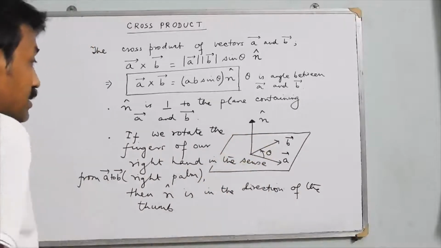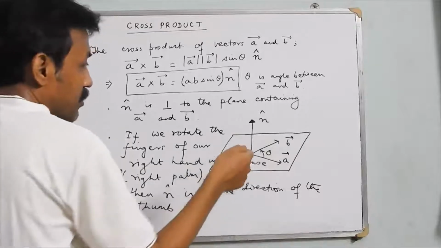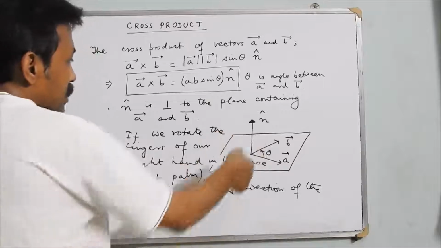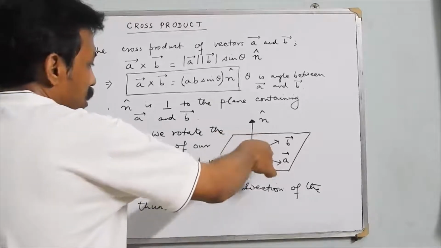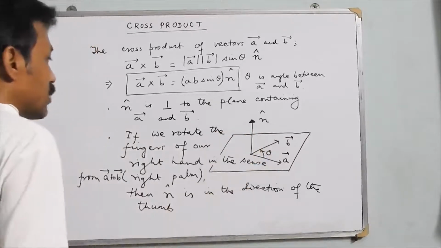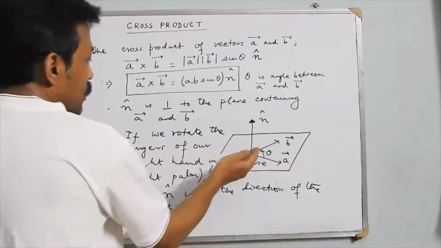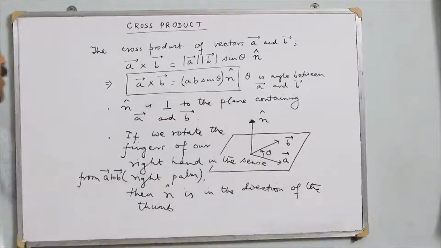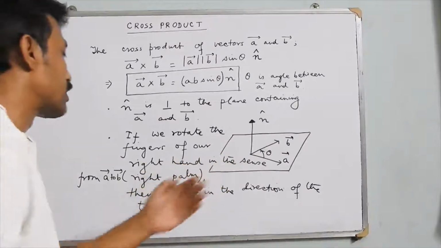The screw will advance perpendicular to the plane of the board in the outward sense, A to B. That means you are rotating the screw in the anti-clockwise sense. Then the screw will come out of the plane of the board. So in this case, the n hat is perpendicular to the plane of the board in the outward sense.